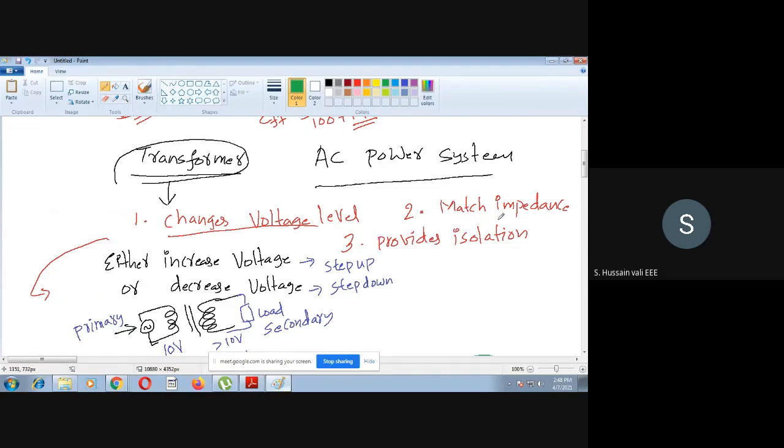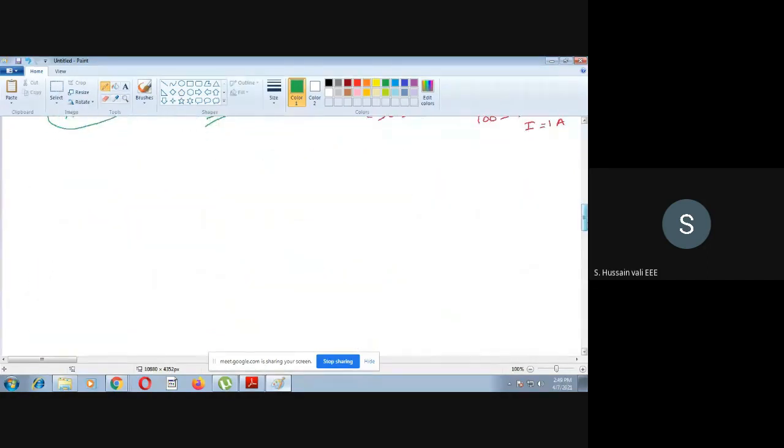Now we will go to the second advantage of the transformer, that is, it can match impedance. I will tell you what that means. It can match impedance. So the second advantage, I will write here.